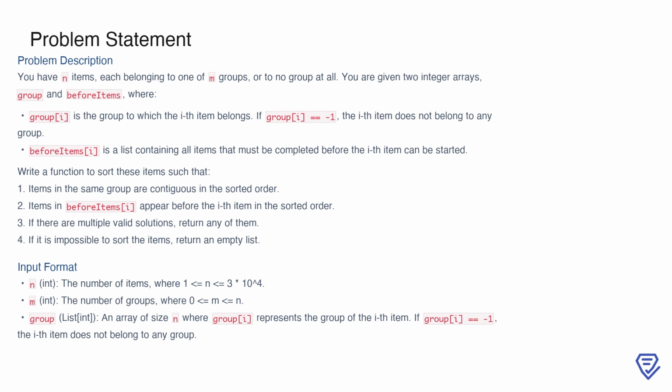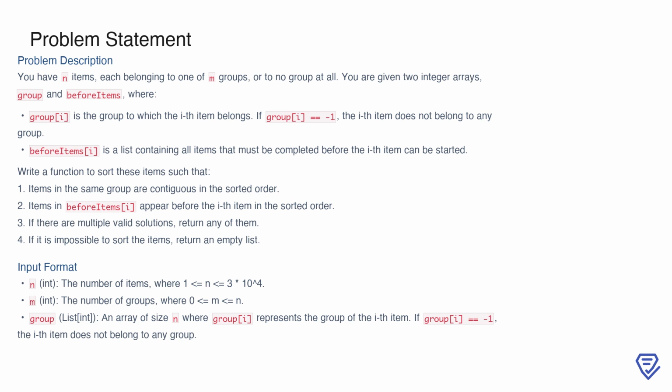The goal is to return a valid order of items such that items within the same group remain contiguous, and all dependencies specified in beforeItems are respected. If there are multiple valid solutions, we can return any of them, but if it's impossible to satisfy the conditions, we should return an empty list.